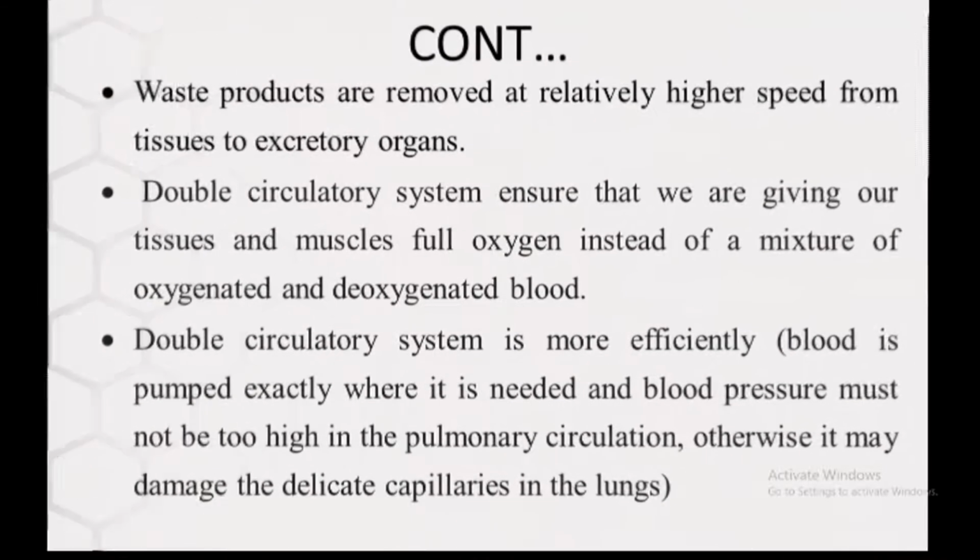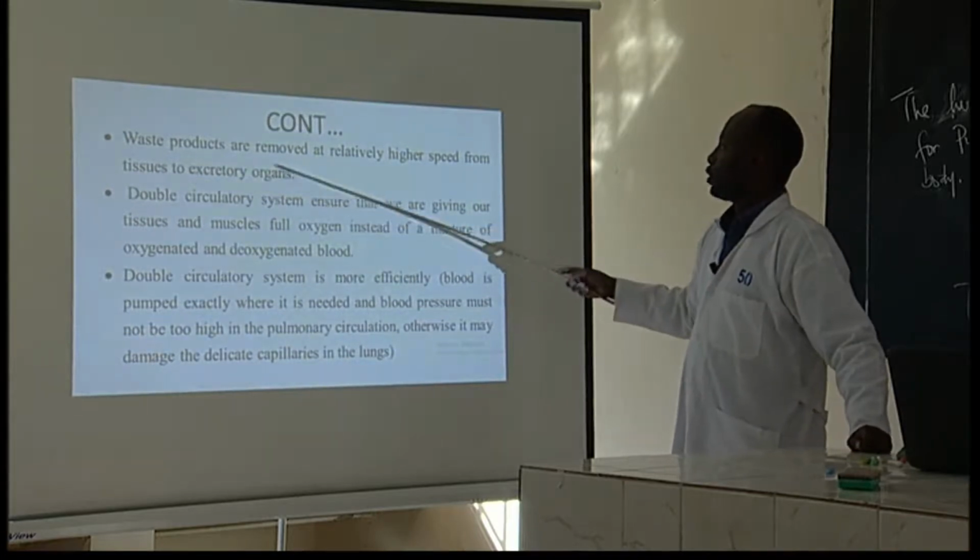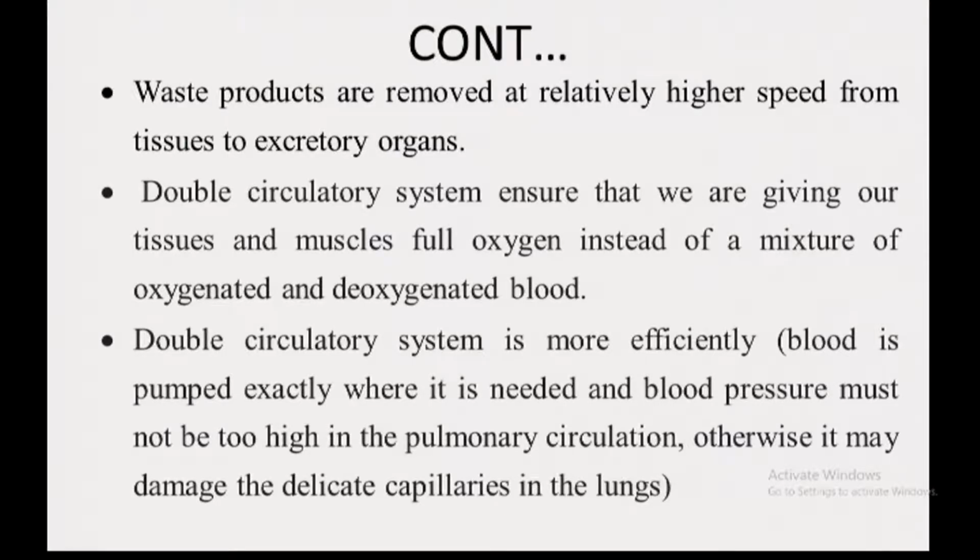Quickly, let's talk about the third one. Waste products are removed at a relatively high speed. These waste products can be removed from the body tissues at a high speed, from tissues to the excretory organs. There are very many excretory organs. We can talk about the skin, and the kidney, which also act as excretory organs. So removing a waste product can take place very quickly.